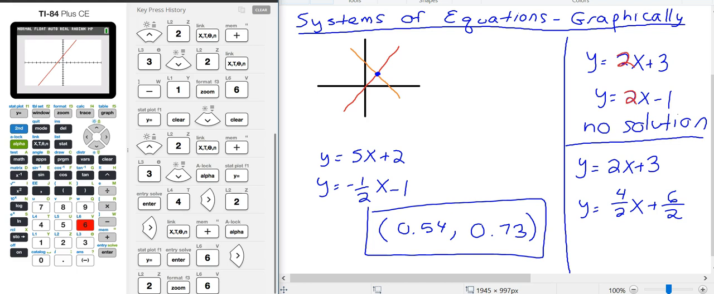So when we have two of the same line, one on top of the other, we say that there are an infinite number of solutions, because every single point on the first line, the one graphed in blue, is also on the one graphed in red. So there are an infinite number of solutions.